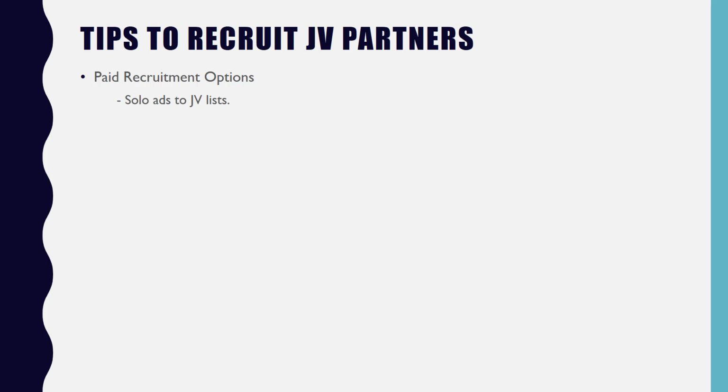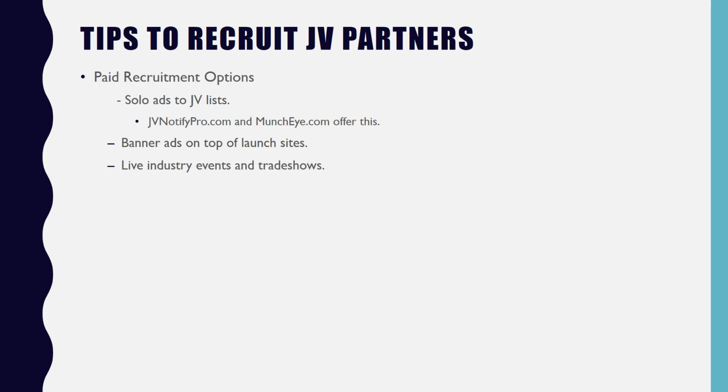There's also some paid recruitment options. Some of the leading joint venture leaderboards and calendars, they will do a solo ad to their JV list, and so you could pay for that. JV Notify Pro does have a paid option where you can pay for a solo ad blast. You could do banner ads on top of the launch site. So for example, ClickBank actually lets you pay for advertising, which you can use to recruit affiliates.